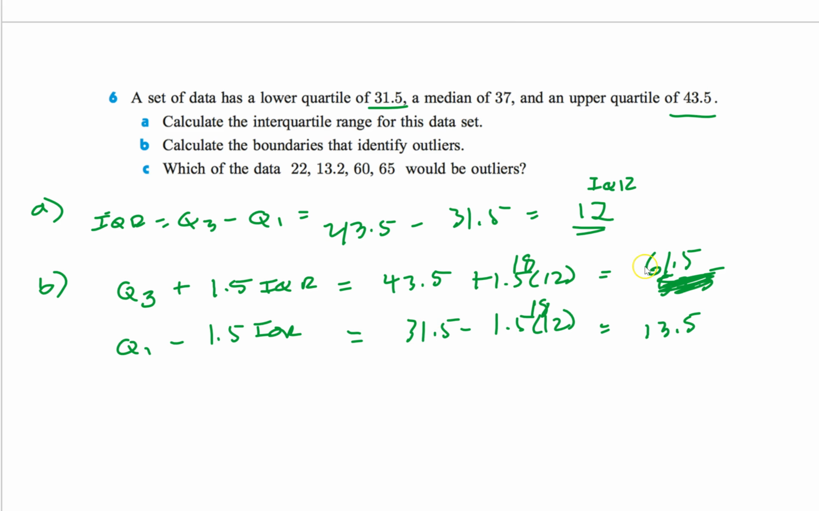So those are your boundaries. Anything above this is an outlier. Anything below this is an outlier. Then let's look at C.